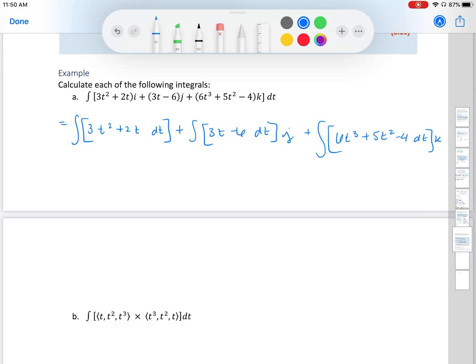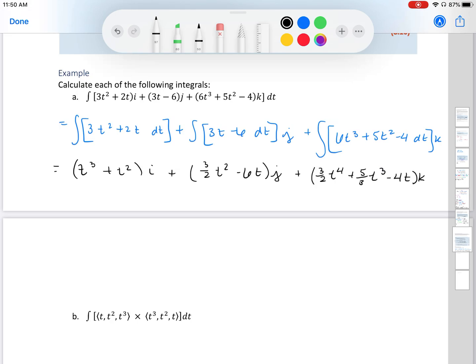Okay, we can do this one really quickly. So you just take the integral of each term within each component, so that you have t cubed plus t squared i, plus 3 over 2 t squared minus 6t j, plus 3 over 2 t to the fourth power plus 5 over 3 t cubed minus 4t k, and as always at the end plus c, unless we have a definite integral.